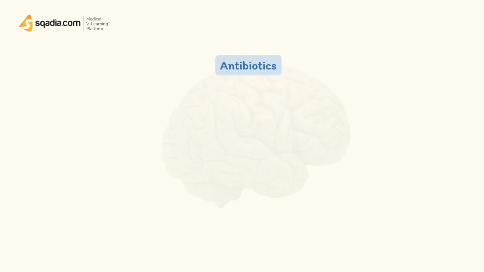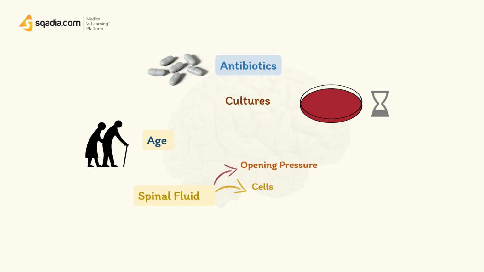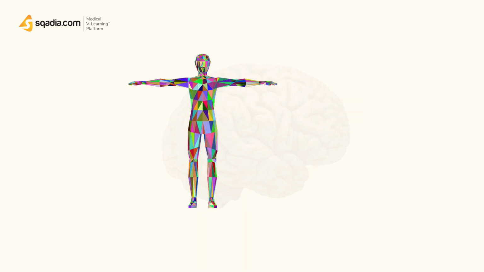When we suspect meningitis, what we want ideally is to start the antibiotics right away. But cultures take days to identify the causative organism. That's why we look at the patient's age and also the spinal fluid. We look at the opening pressure and analyze the cells, the amount of glucose, and proteins. Now, exactly how much CSF fluid should you take from the lumbar puncture?